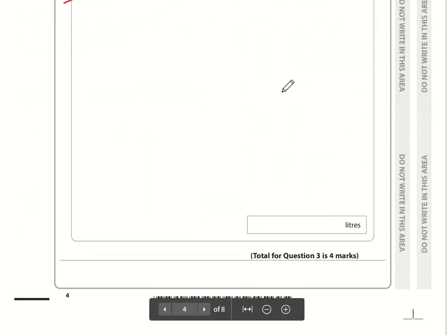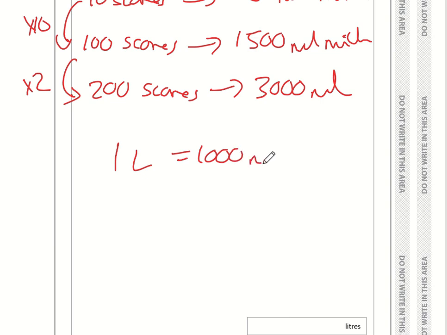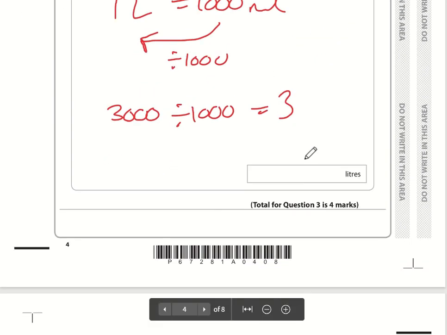So that is our, oh, and we need to put it into litres. Okay, so remember that 1 litre is 1000 millilitres, so when we're converting litres to millilitres, we multiply by 1000, so when we're going in the opposite direction, we are dividing by 1000. 3000 divided by 1000 is 3. So the answer here is 3 litres.